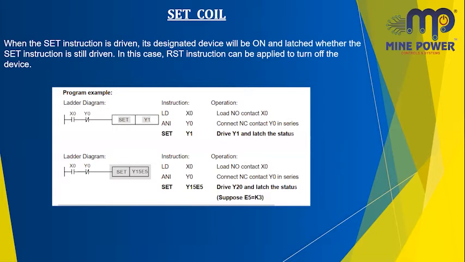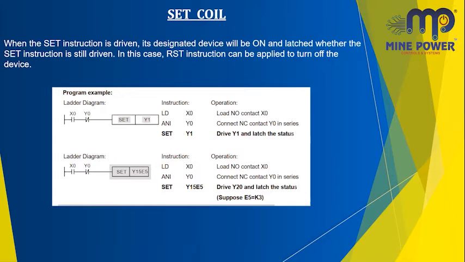Set coil. How do we set the coil? When the set instruction is driven, the designated device will be on and latch, even if the set instruction is no longer driven. In this case, the reset instruction can be applied to turn off the device. When you set a value, then you have to reset that value. Then only can this process turn on again to the set value.